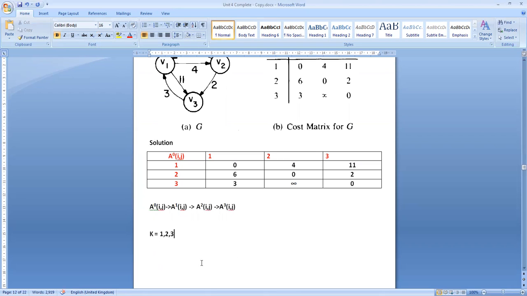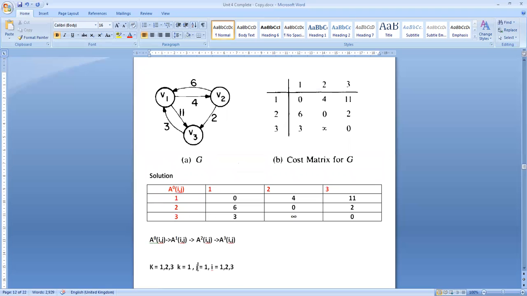Then when k is equal to 1, my j will take the value of 1. Then I have to do this problem for I is equal to 1 comma 2 comma 3. Sorry, it is I and it is j. I have to solve this one.